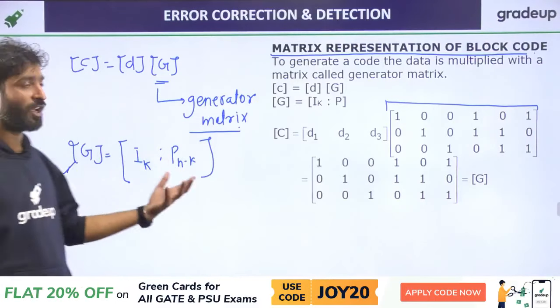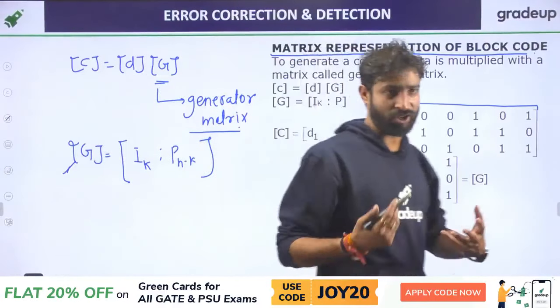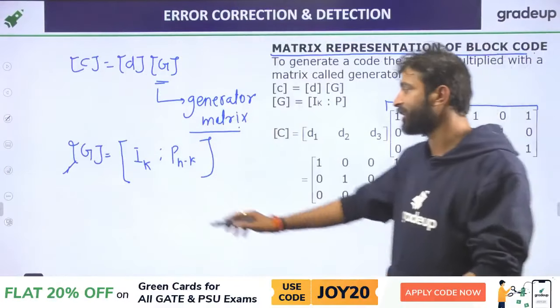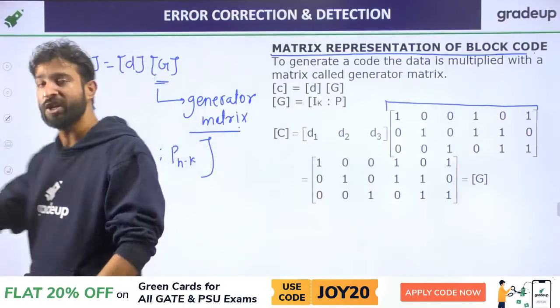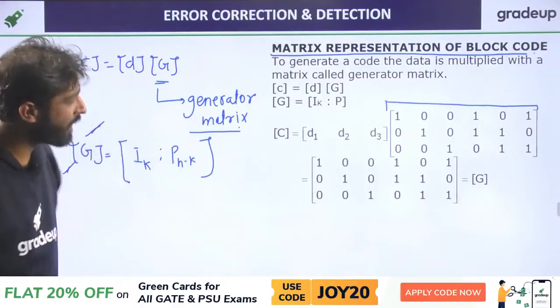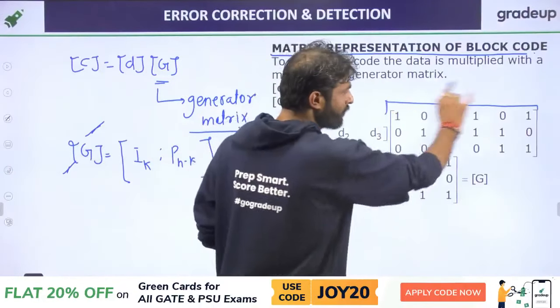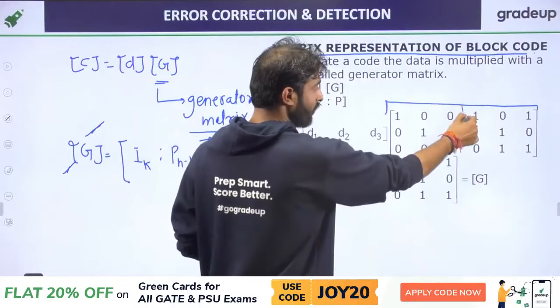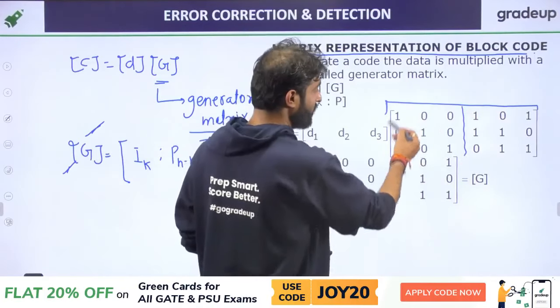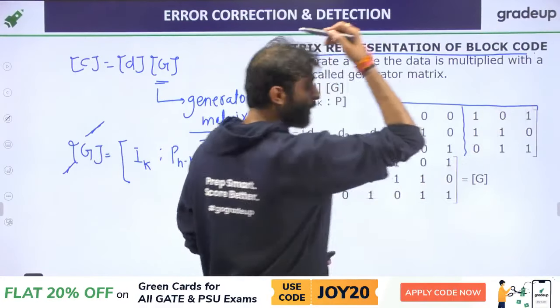How can we generate it? Just remember how we can generate the G matrix, which is called the generator matrix. I'm just taking an example; it is nothing else. It looks like this. I'm splitting it: it is an identity matrix and it is a parity matrix, right?